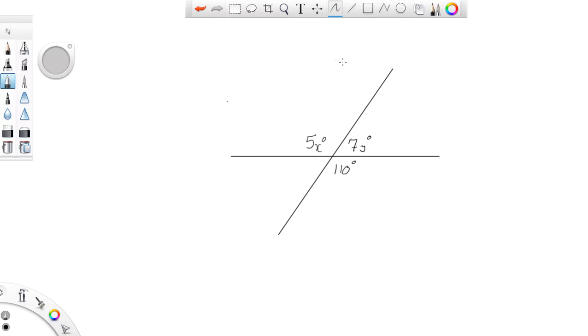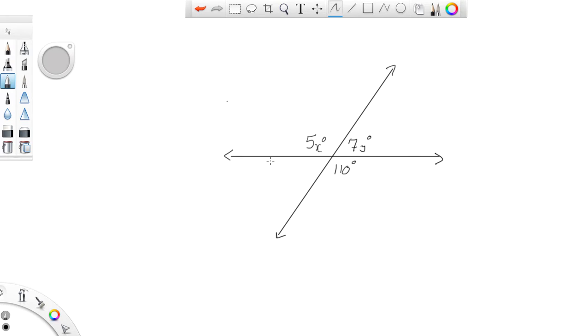Okay, so in this section, we're looking at how different angles relate to each other and finding out algebraically from those relationships what different angle measures are. So the first case that we have here is two lines that intersect, and we see that this angle here is 5x degrees, this angle is 7y degrees, and this angle here is 110 degrees. We can figure out what this angle is as well, and we can solve for these using our angle relationships.